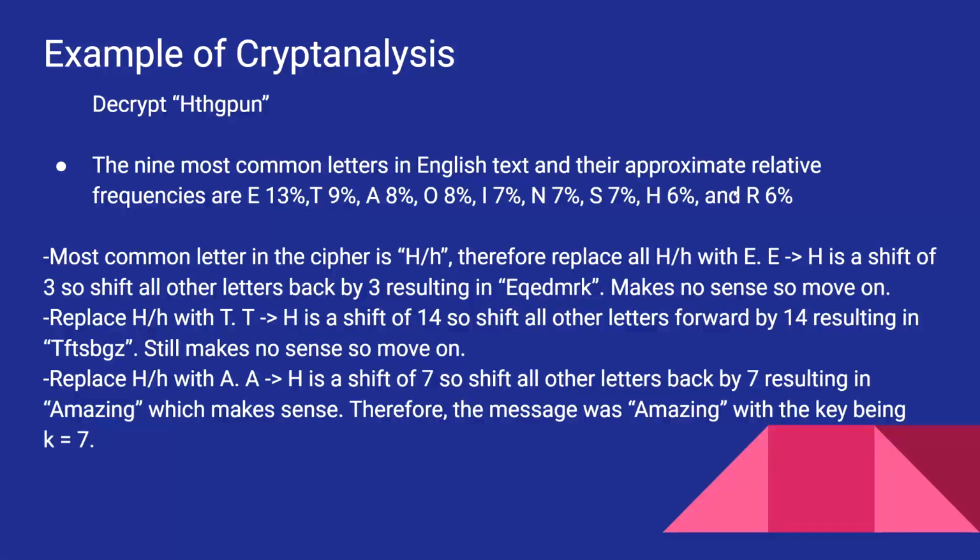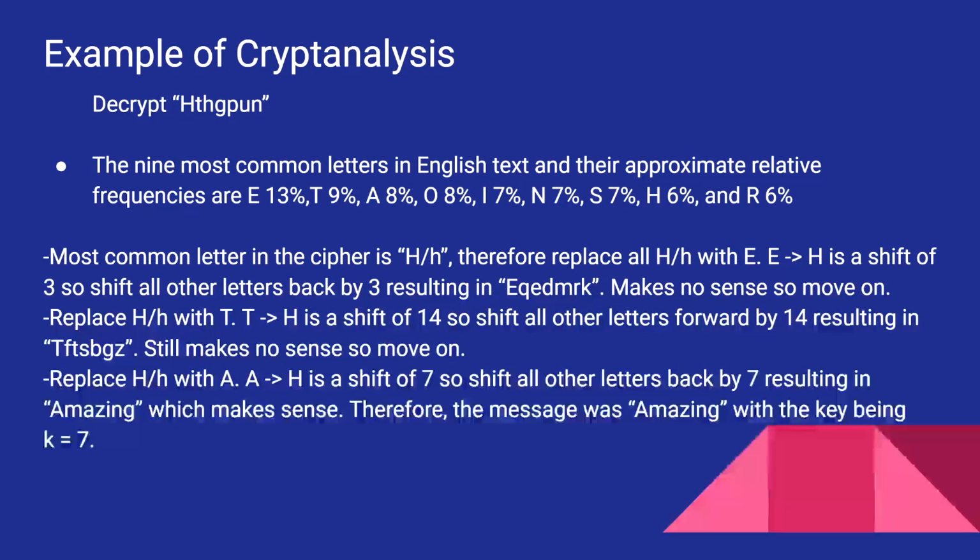Here we have an example of cryptanalysis. To decrypt HTHGPUN, we're given that the 9 most common letters in the English text and their approximate relative frequencies are E with 13%, T with 9%, A with 8%, O with 8%, I with 7%, N with 7%, S with 7%, H with 6%, and R with 6%. The most common letter in the cipher is H. Therefore, we replace all the H's with E.